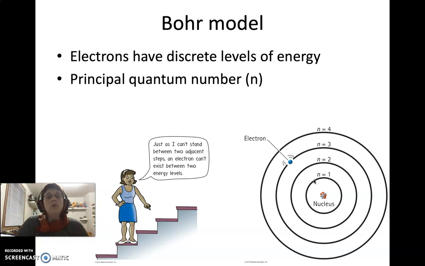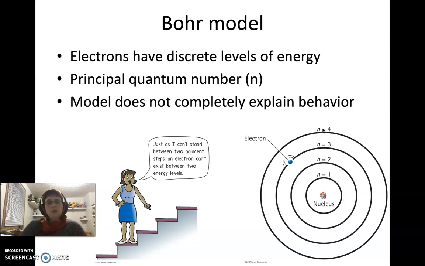So there's this principal quantum number, basically what we call n. N is just basically the level from the nucleus. So n equals 1 is the one closest to the nucleus, n equals 2 is the next one out, and so on and so on. So the number gets bigger as you go farther out.